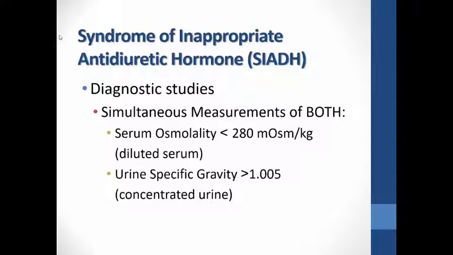So remember that the specific gravity of water is 1. So as your urine becomes more concentrated, the serum osmolarity is going to be low because it's more diluted. But your urine is going to be more concentrated because there's less water.